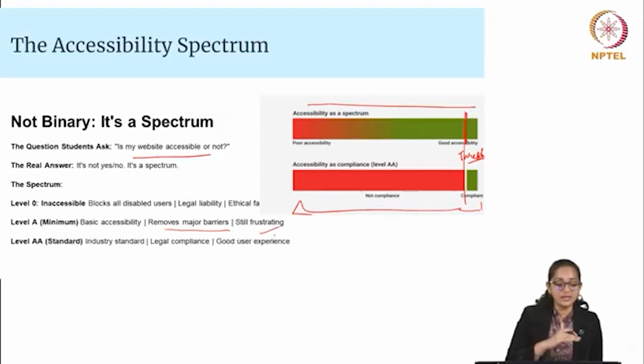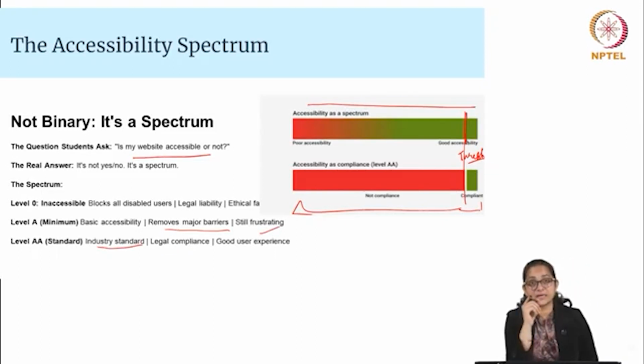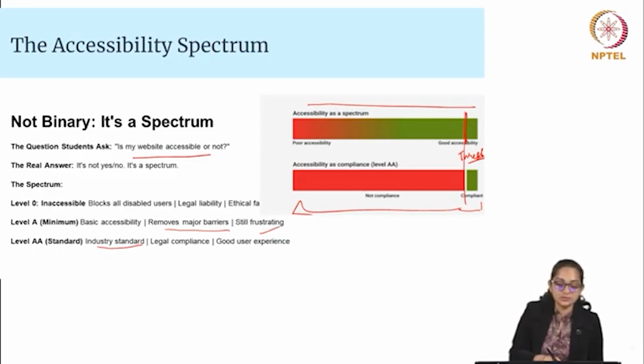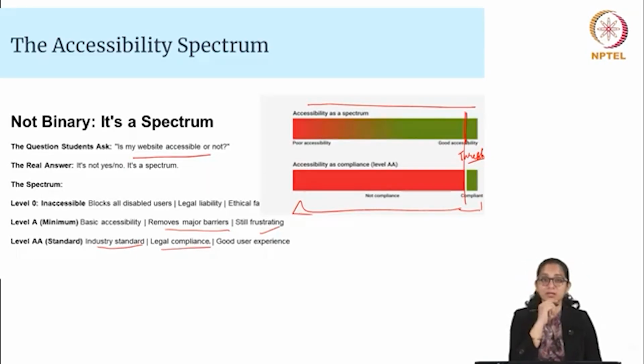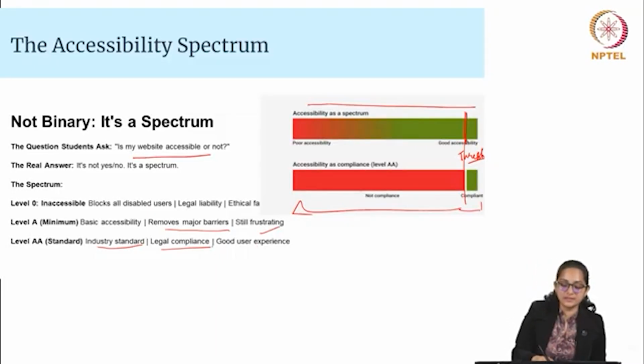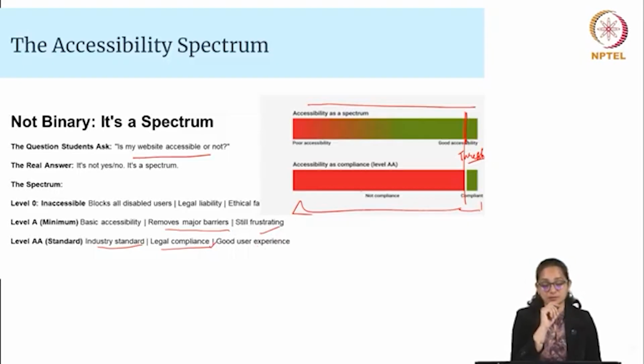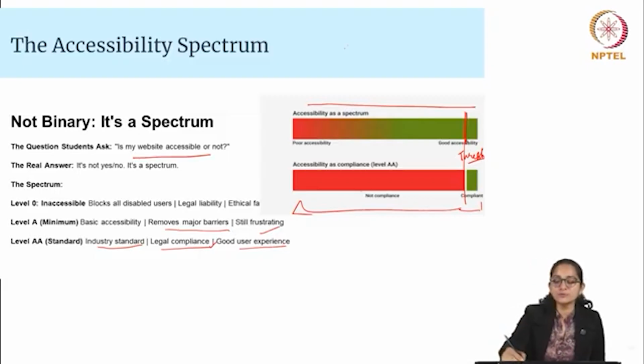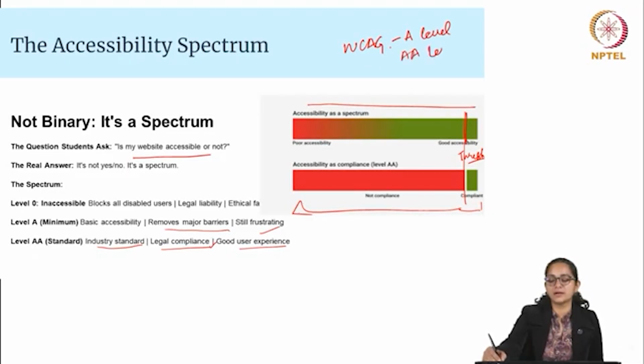Level double A, that is the industry standard, and that is the legal standard as well. So if your website or your product is WCAG double A compliant, then it is a legally compliant product. It may also offer a good user experience because most of the issues are covered at the AA level. And I hope you remember from the WCAG sessions what A level, AA level and AAA level mean.